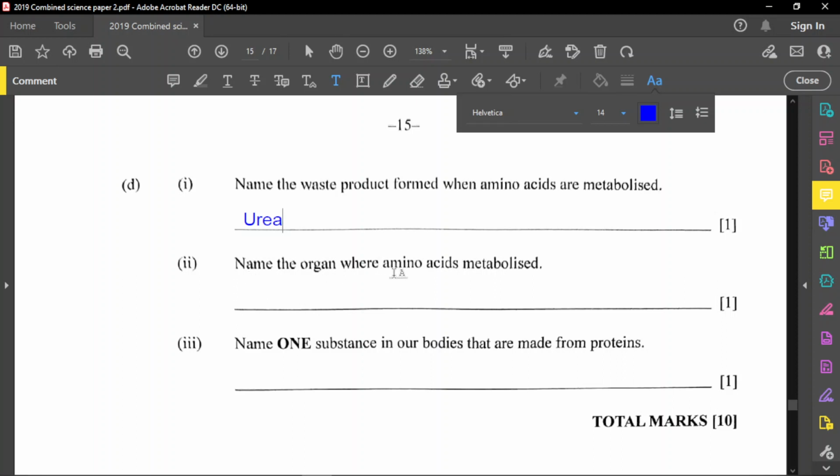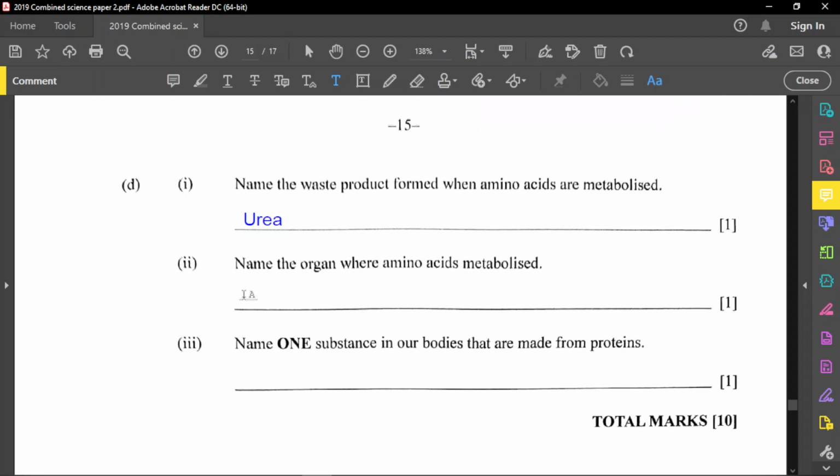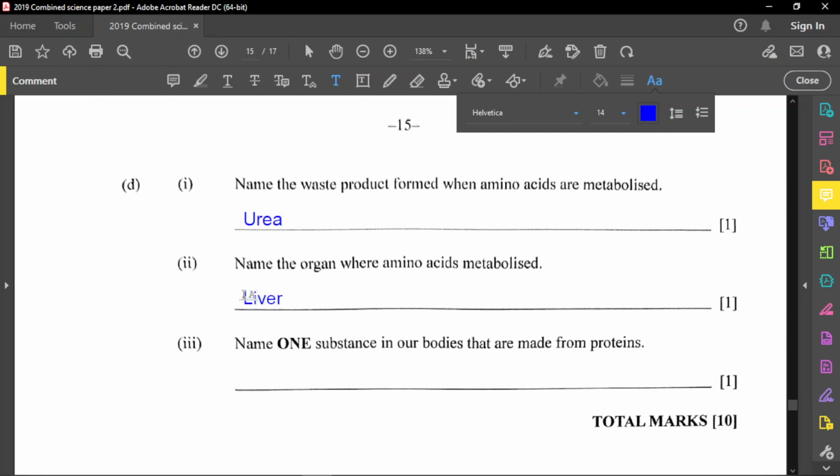It said name the organ where amino acids are metabolized, and this is taking place in the liver. All right, deamination takes place in the liver.